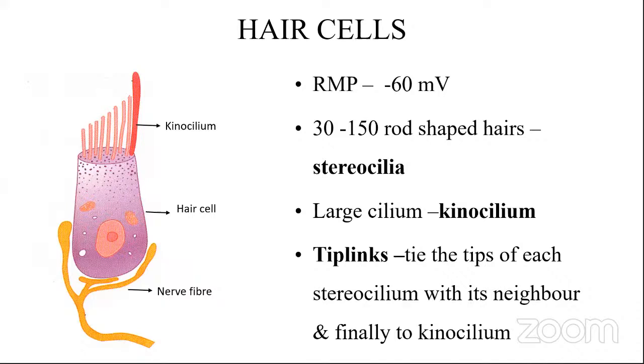Then tip links tie the tips of each stereocilium with its neighbor and finally to the kinocilium. So the tips of the cilia are connected with tip links, and finally the stereocilia are connected to the kinocilium. The base of the hair cell is supplied by the nerve fiber from the vestibulocochlear nerve, that is the eighth cranial nerve.